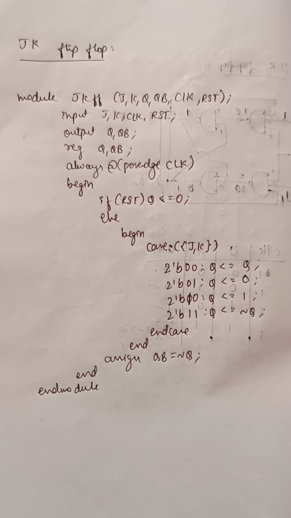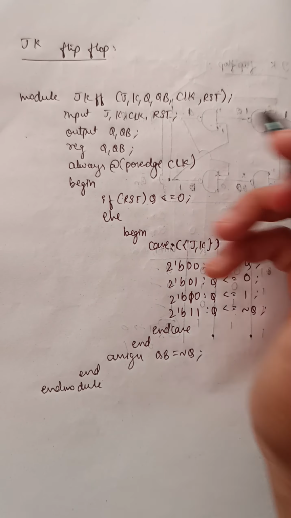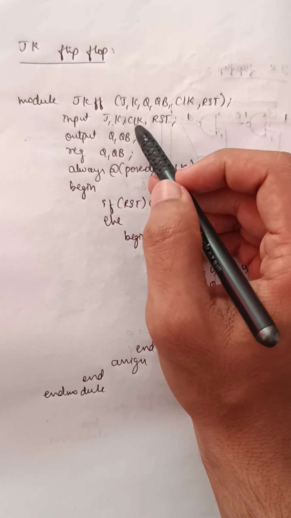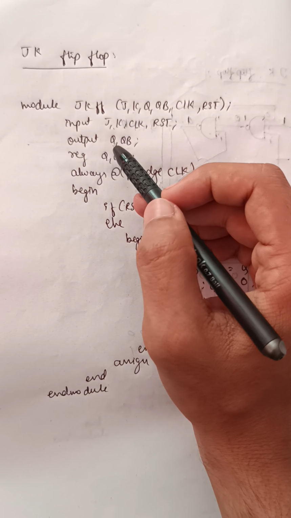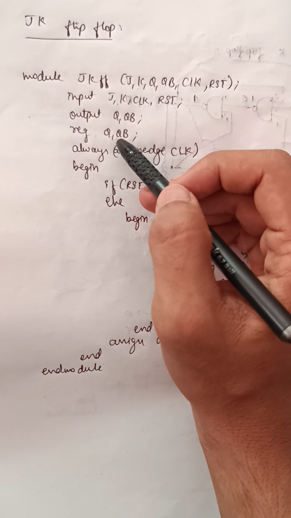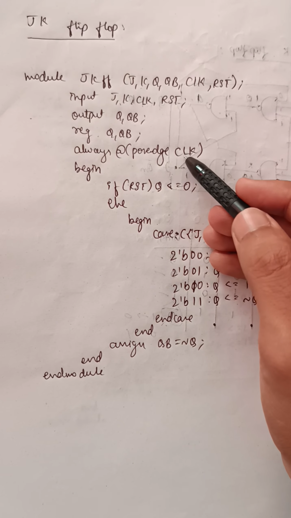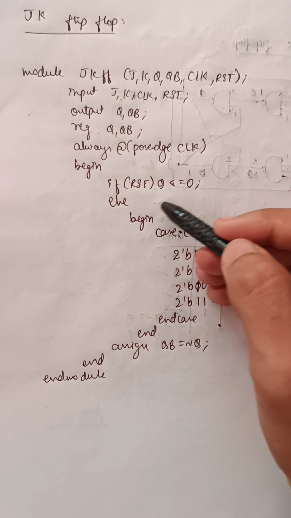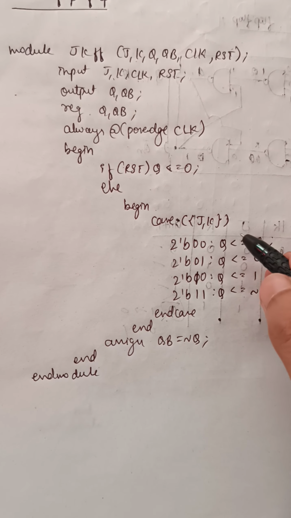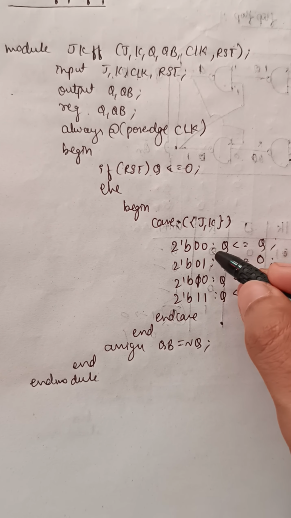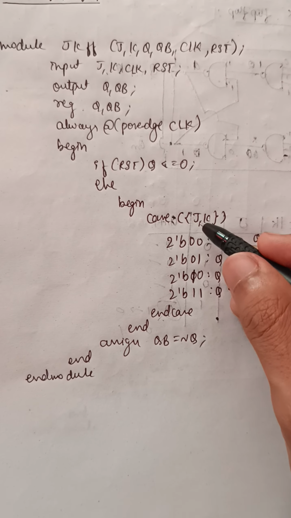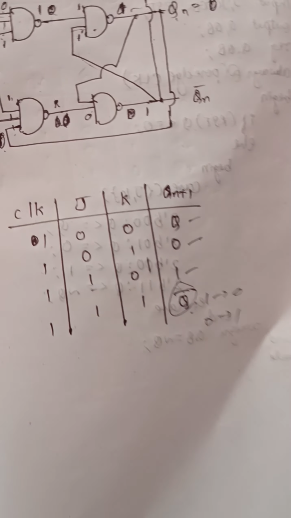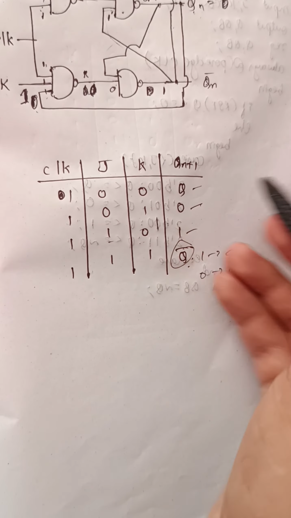Here is the Verilog code for JK flip flop. Here the module name is JK flip flop, and the inputs are J, K, CLK, that is clock, and reset. Outputs are Q and QB. Here register Q and QB. Always at posedge CLK begin, if reset, Q is less than or equal to 0, else begin case of JK. Here if 0 0 comes in the inputs, that is J value is 0 and K value is 0, then the Q value will be Q. That is what we have seen in this truth table, okay.